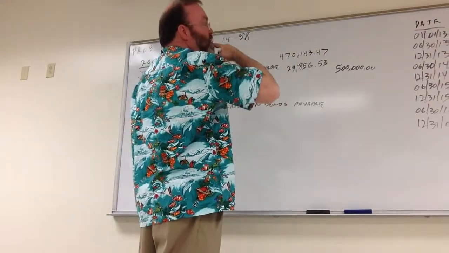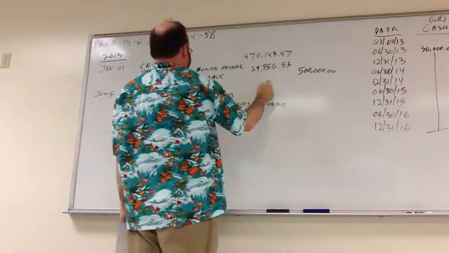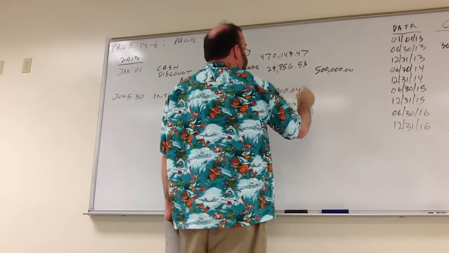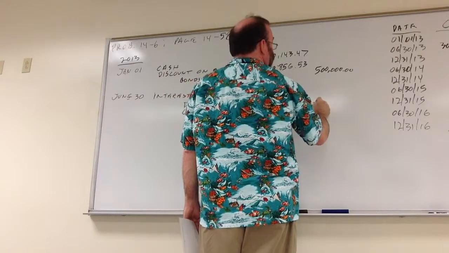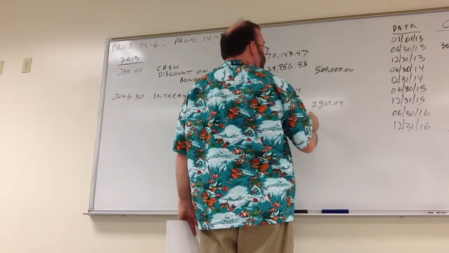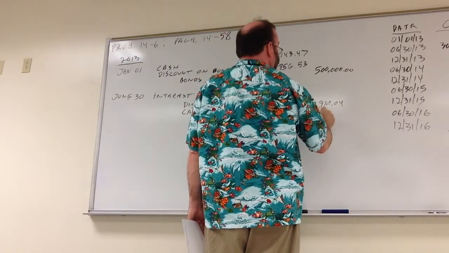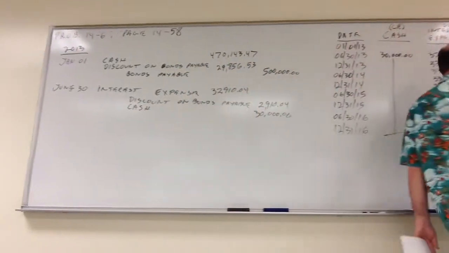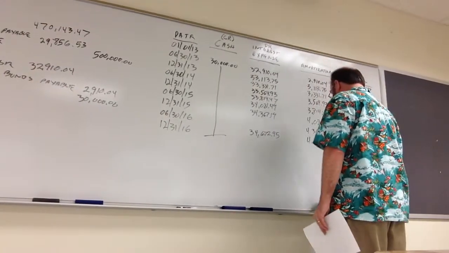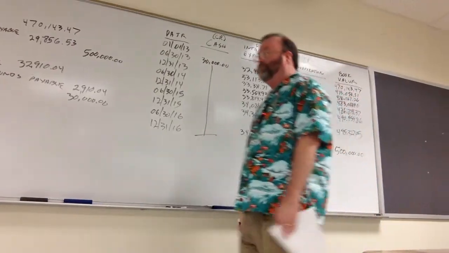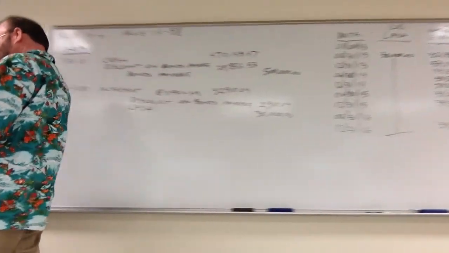So just the first one on June 30 is a debit to the 32,910.04, a credit to the 2,910.04, and a credit to the 30,000. So, because this one is a discount, once again, this is a credit. And you would do the same over and over again.